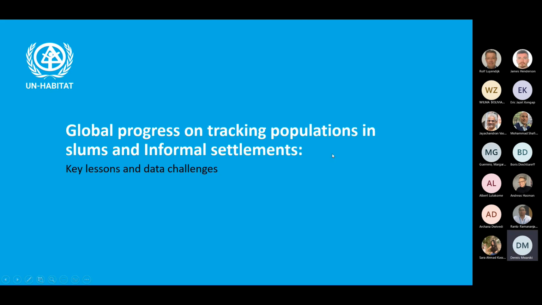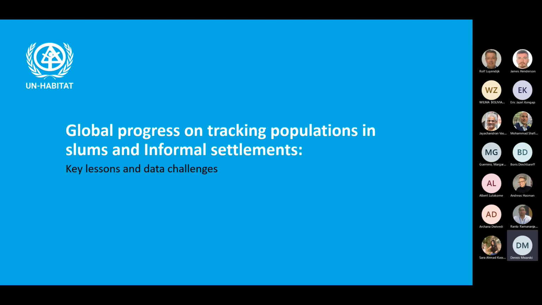Perfect. Yeah, so I'm going to talk a bit about what we've been doing in measuring the indicator on slums and informal settlements, what we've learned, but also some of the engagements with the Lancet Commission on slums and children in slum issues, which is a really interesting partnership and a new area of collaboration.